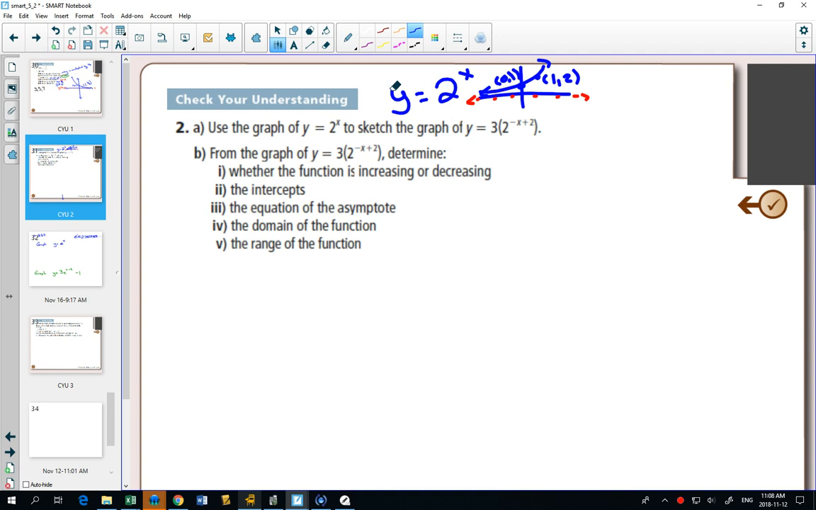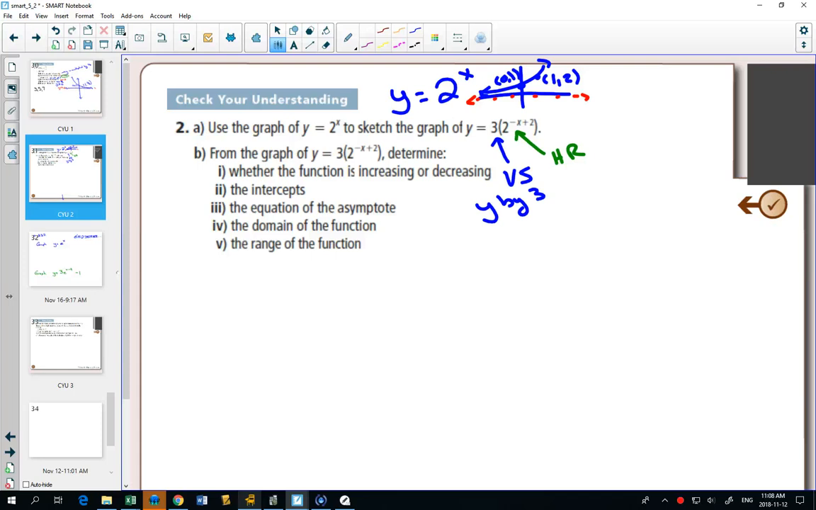When we talked about transformations, everything that happened outside of the function affected the y values. So in this case, this 3 is going to be a vertical stretch. You're going to multiply your y values by 3. The negative is a horizontal reflection, right? Horizontal reflections affect your x values, flipping them over the y-axis.